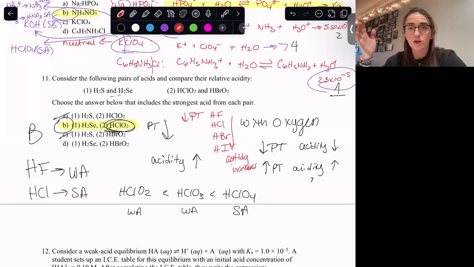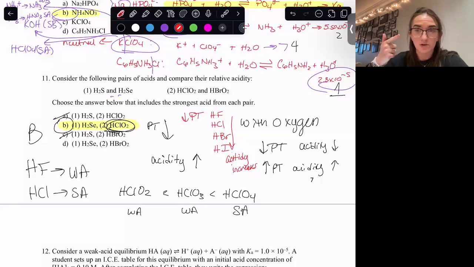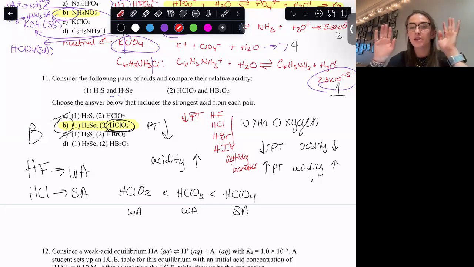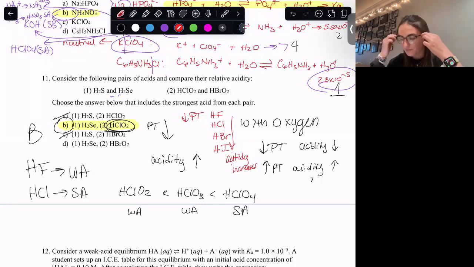Right, and if you think about it in terms of, okay, HF we know is a weak acid, but HCl we know is a strong acid. So as you go down the periodic table, we increase in our acidity a lot, right? Enough to make it a strong acid from a weak acid. So going down the periodic table, when it's just hydrogen and an atom, acidity increases. When you start adding oxygen in there, then that changes. Then the trend reverses. So the smaller atom with an oxygen will now have greater acidity.